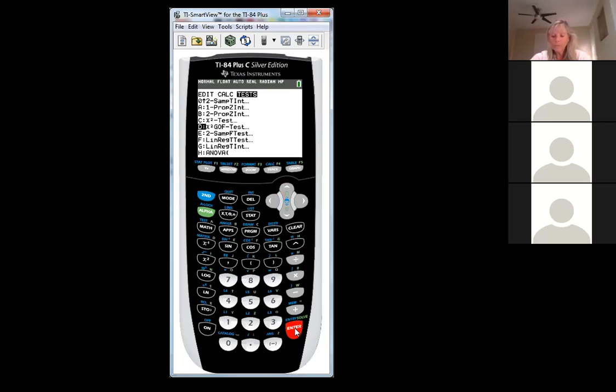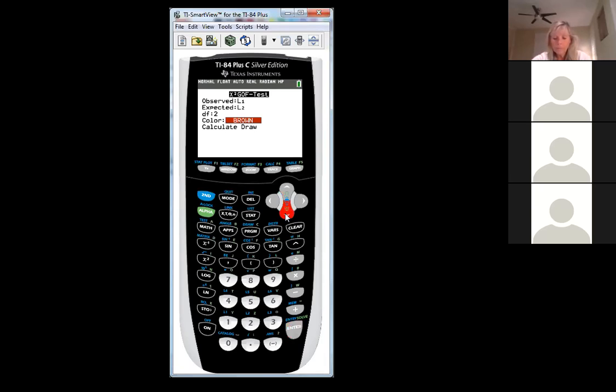Okay, so if you have it, you click enter, and then it's really easy. Observed: if it doesn't already say L1, you go second 1, and it'll say L1. Expected: if it doesn't already say L2, you go second 2, and that's what you want. DF stands for degrees of freedom. GOF, by the way, stands for goodness of fit. We want to see, does the data fit what you expected or not?